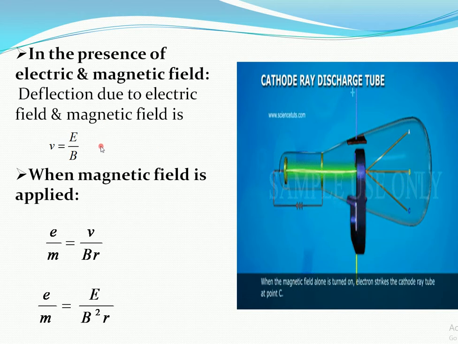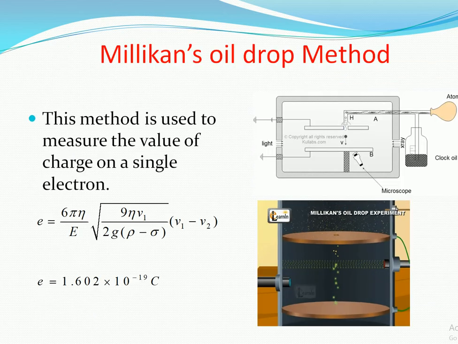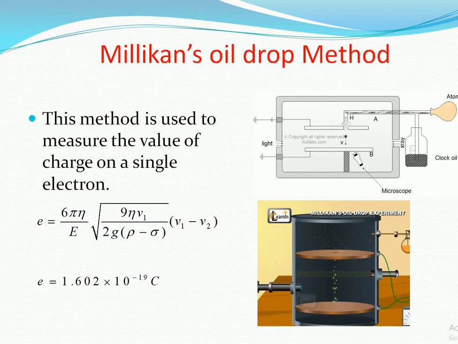So in the presence of electric and magnetic fields, the deflection due to the electric field and the magnetic field is the same, and the velocity is equal to E by B. And when only a magnetic field is applied, the centripetal force acting on the electron is balanced by the magnetic force, and therefore we get e by m is equal to v by BR. By using these two equations, we get the value of e by m is equal to E by B square R.